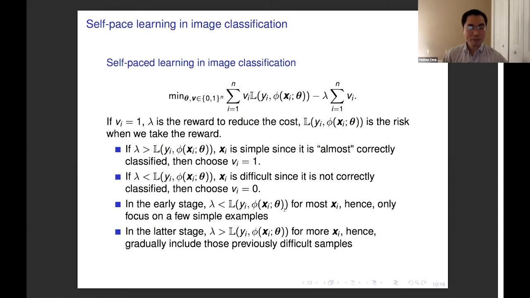So this means that according to the statements here, at first we only use a few examples to train a neural network, and gradually we include more and more examples that were considered difficult previously. So according to the explanation here, we can explain why the objective function here can carry out the self-paced learning procedure.